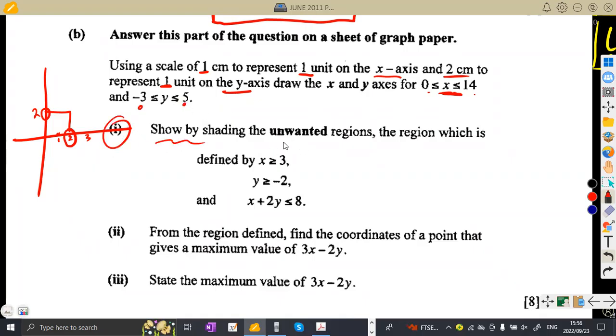Item 1, show by shading the unwanted region, so that the region in which these inequalities are defined is left. We are going to start with this one: x is greater than or equal to 3, guys. I talked about this one. Just draw your line, x is equal to 3, and you can shade by looking at the line.